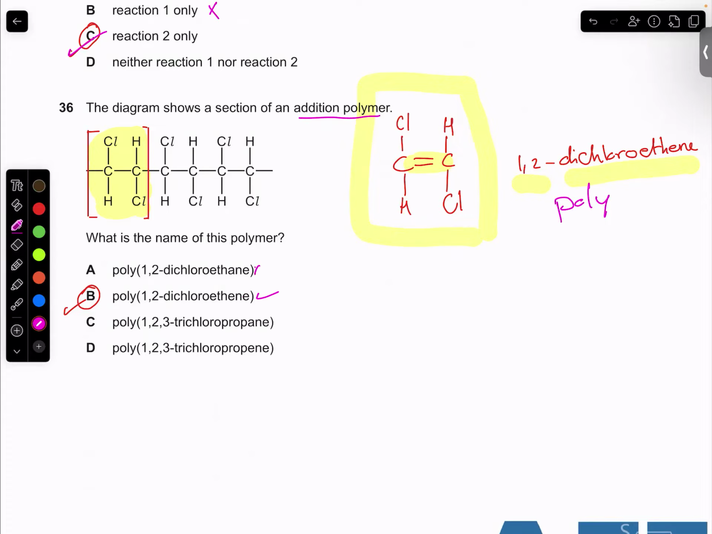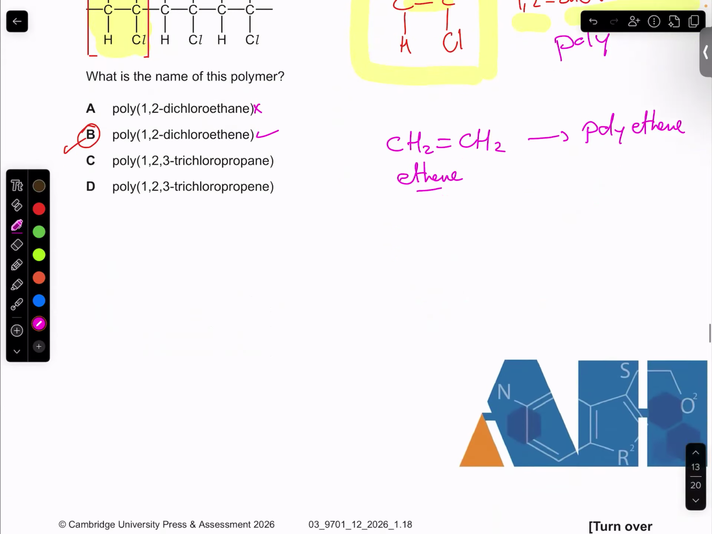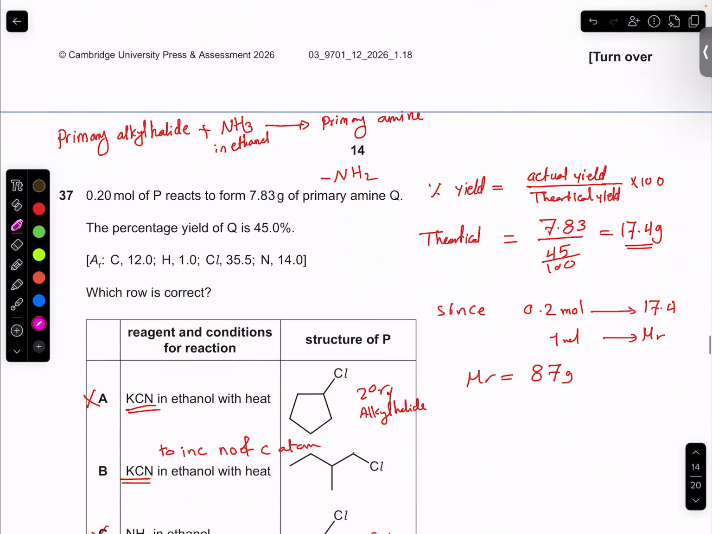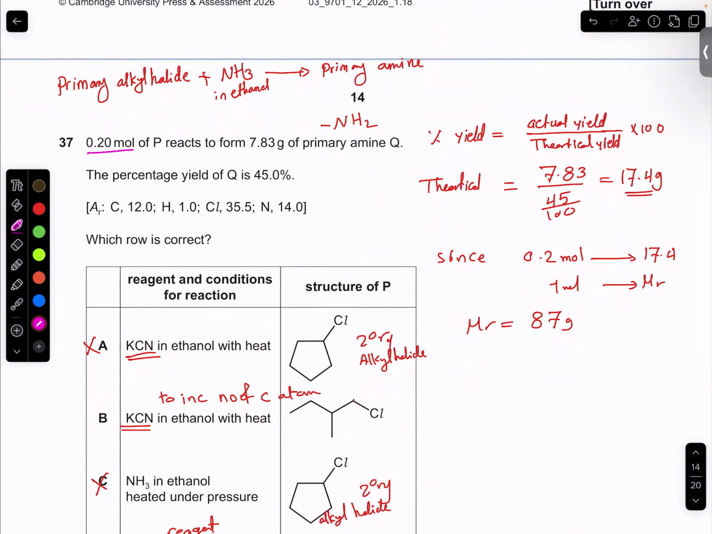Like when we make a polymerization of ethene, it forms polyethene, right? So when we make a polymerization of 1,2-dichloroethene, it will form poly(1,2-dichloroethene). Okay? 0.2 mole of P react to form 7.83 grams of primary amine.